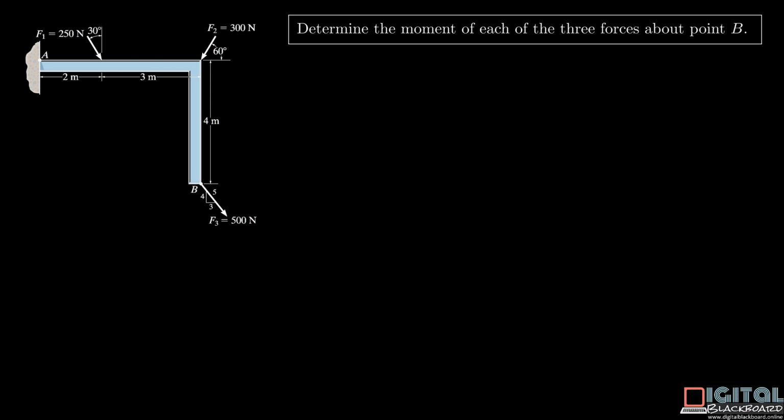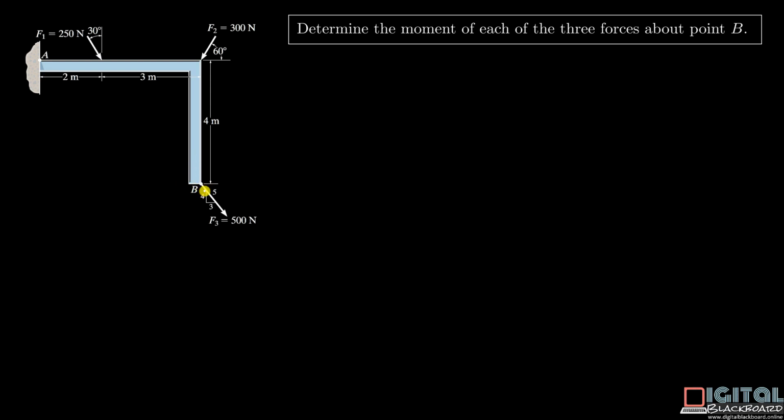In this lesson, you will learn how to determine the moment of a force about a certain point, both in 2-dimensional and 3-dimensional scenarios. Our first question is a 2D case where we have a structure shown on the left that has a fixed support at point A and a free end at point B.